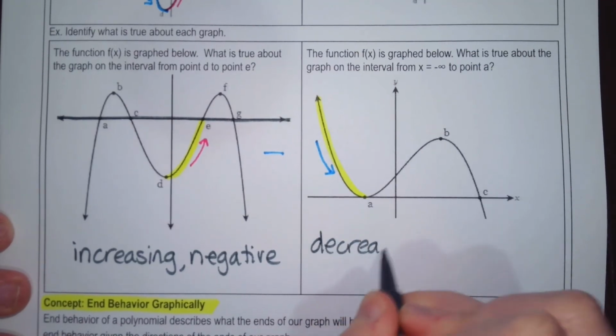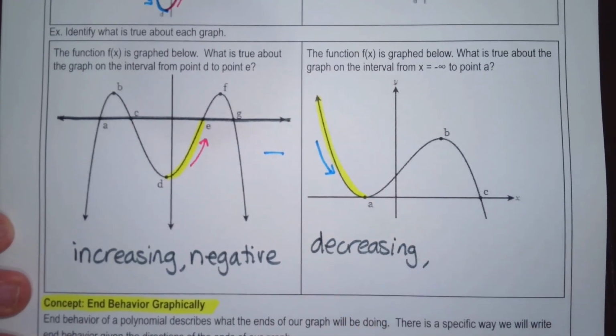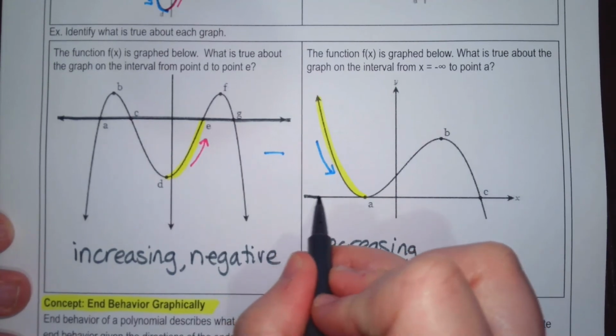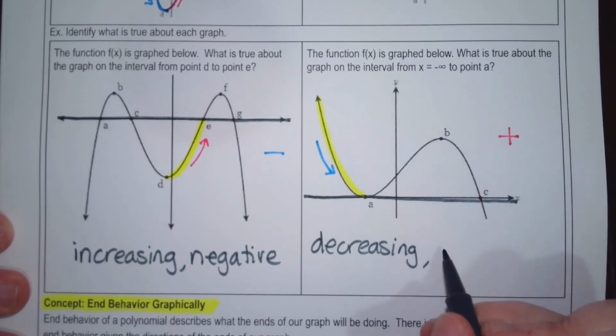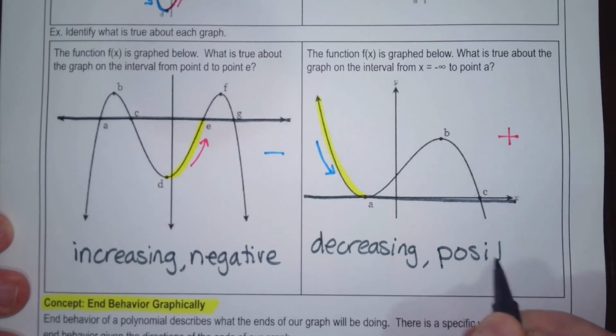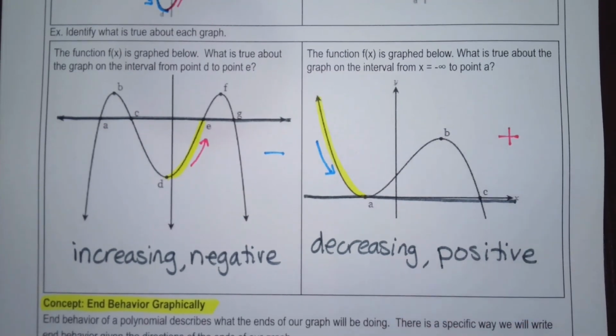So this is decreasing. And again, for positive or negative, we look at the x-axis. It is above the x-axis, so it is decreasing positive. So that is how you determine the characteristics about the intervals.